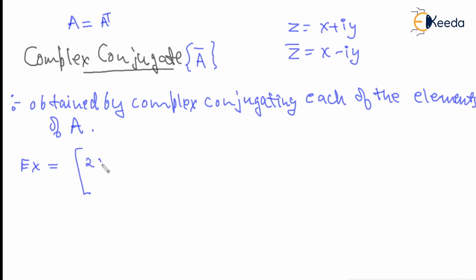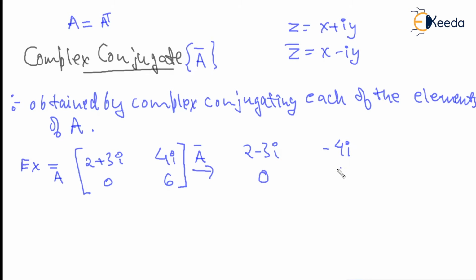A equal to 2 plus 3i, 4i, 0 and 6, then if this is A, we'll have to complex conjugate each of the elements. So 2 plus 3i conjugated will give you 2 minus 3i, 4i will give you minus 4i, 0 being real will give you the same, 6 being real will give you the same. So this is A conjugate. Obviously it has nothing to do with the size, right?